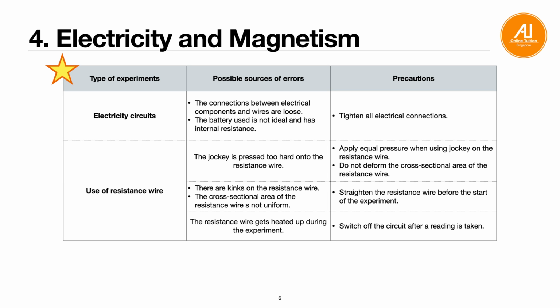Last one, electricity and magnetism. So one of the easiest ones for electricity and magnetism is the circuit. Okay, so with electricity, the connection between electrical components and wires may be loose.